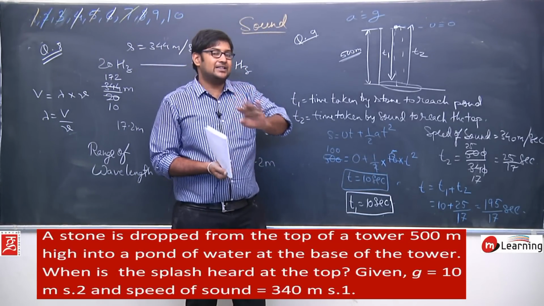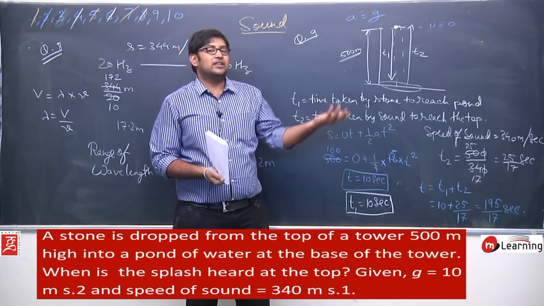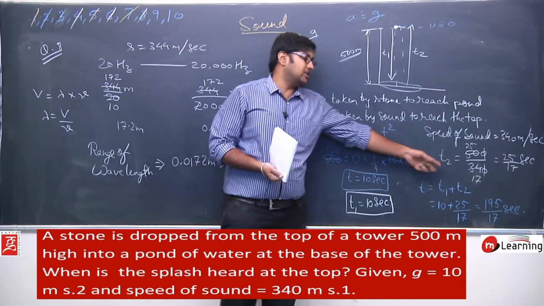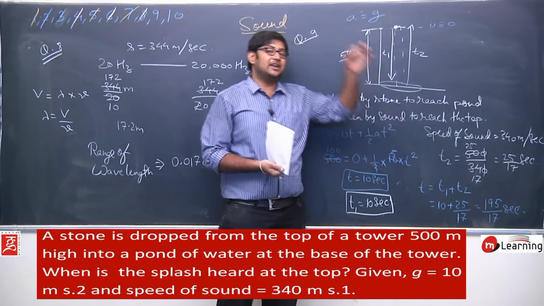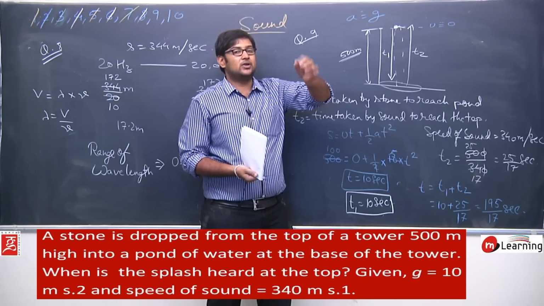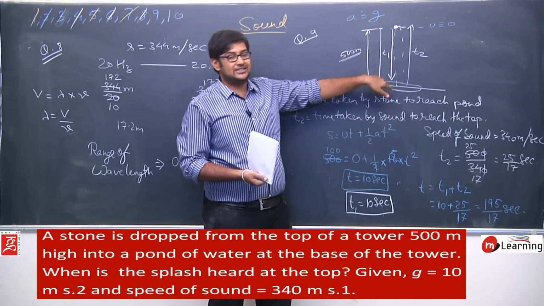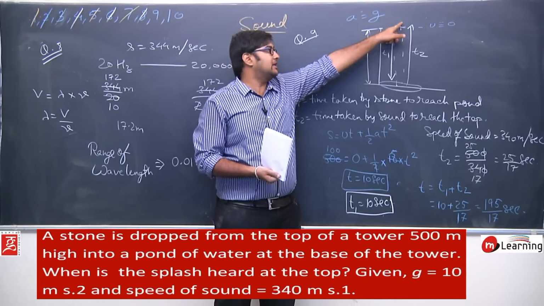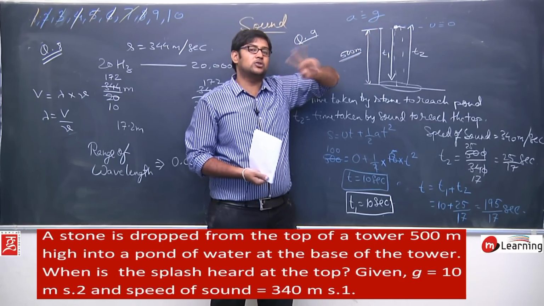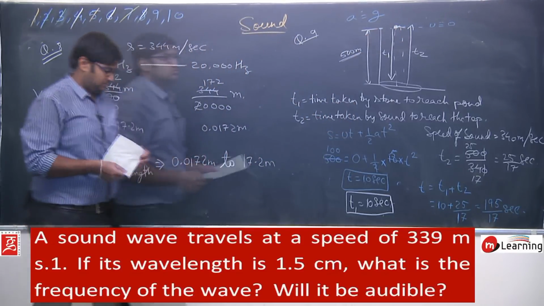If the question is like that, from the point when the stone is dropped, when the splash is heard, you can calculate only this T2. But here it is saying that I am dropping a stone and after how much time I am able to hear the splash. So I have to consider the time by which the stone reaches the pond and the splash is made and heard at the top. Okay, both the things I have to consider. Okay, so this is the question number 9.